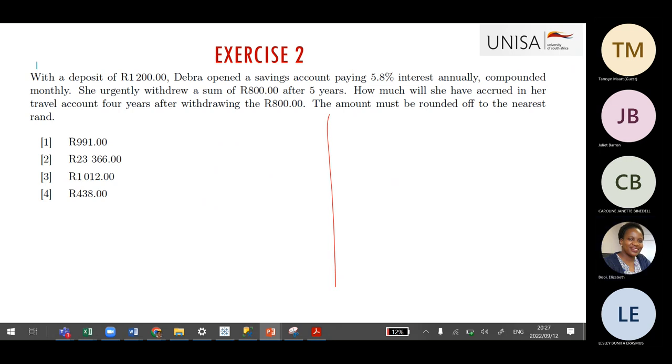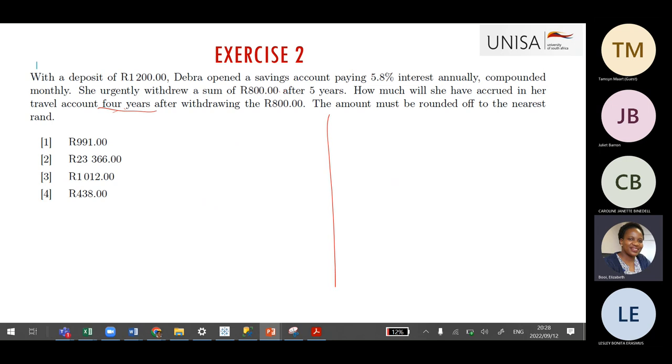Okay, so here is the catch with all this. You will have to calculate how much they have saved up in 5 years' time. And then you will have to take the balance of that 5 years' time and calculate 4 years to see how much she would have had after withdrawing the 800, because 4 years after withdrawing the amount, the interest will be adding onto the balance that is still there in the account, right?